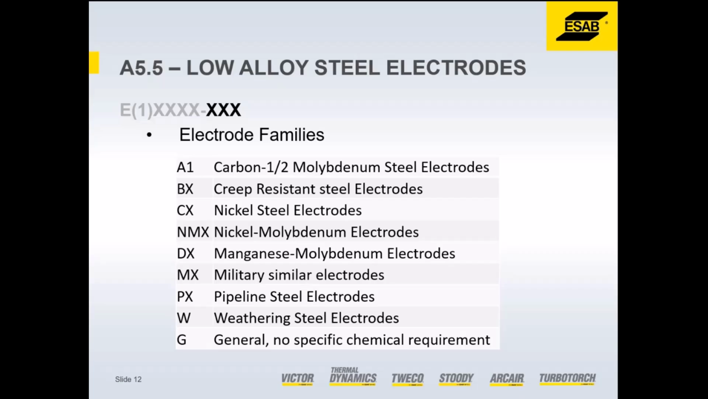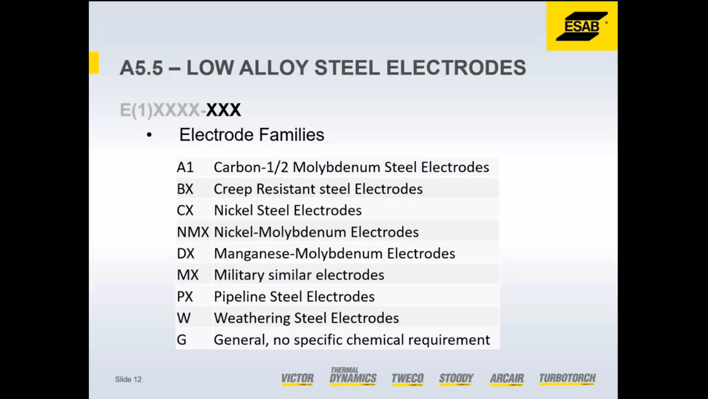C is for nickel alloys, NM is nickel molybdenum, etc. You could see the different lists there. W would be weathering steels, and G, just as in all the specifications, is general, or there are no specific requirements, or it's as agreed upon between the purchaser and the supplier.